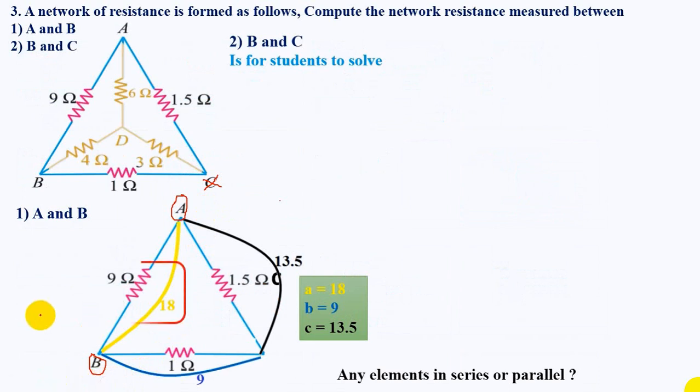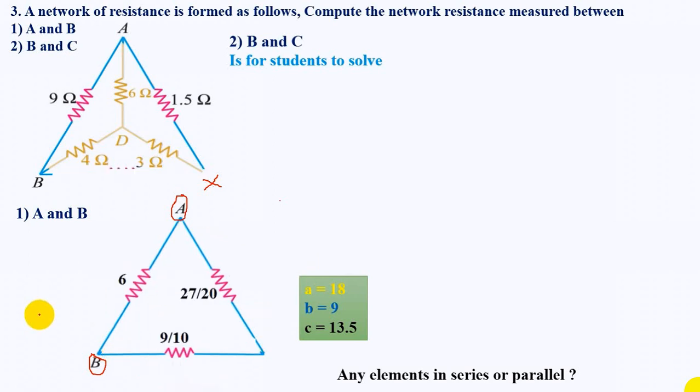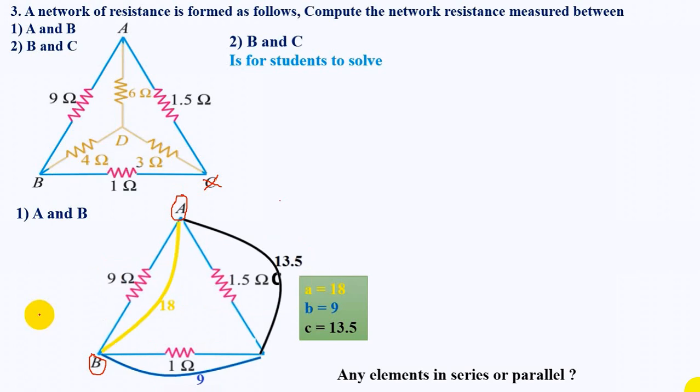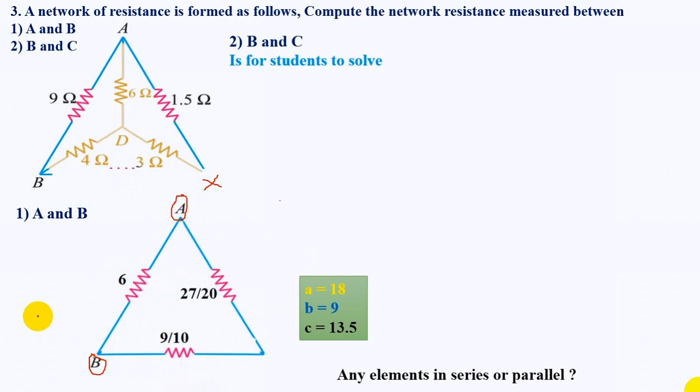These two elements are in parallel, these two elements are in parallel. 13.5 and 1.5 are also in parallel. None of the elements are in series. That's your next step. When you convert them respectively, for 18 and 9 the solution is 18 into 9 by 18 plus 9. Similarly for the other two elements, this is its solution.